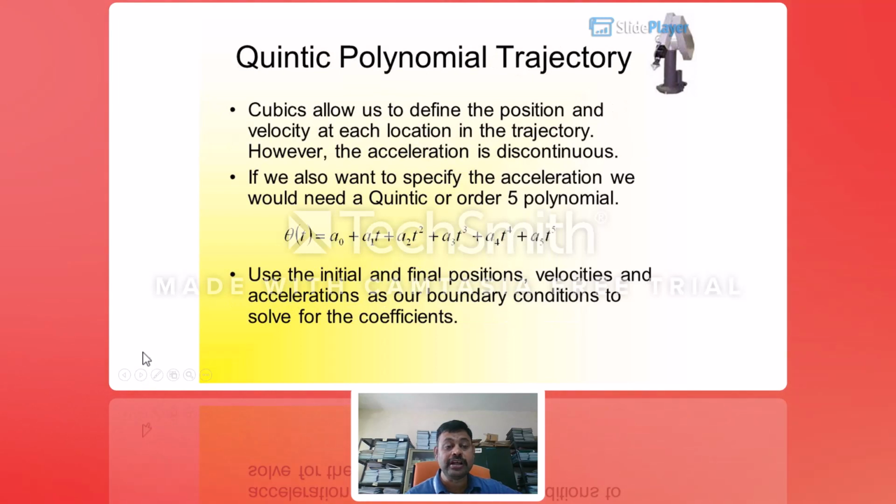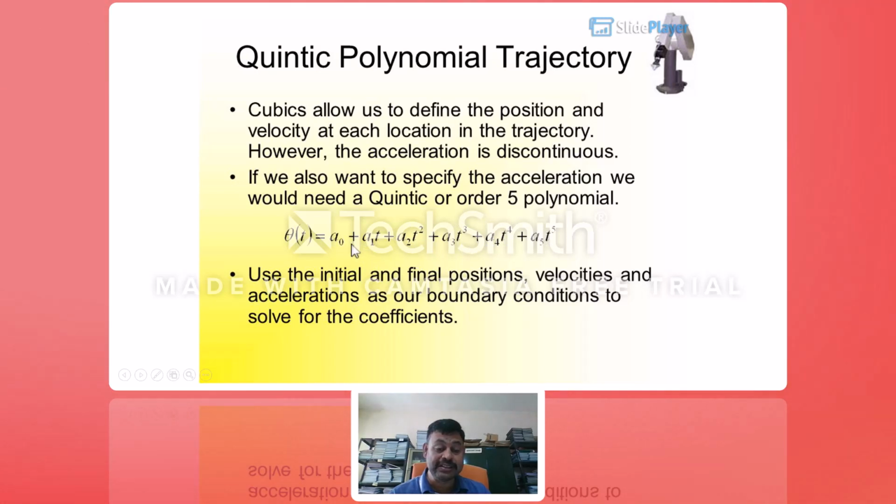Now I want to talk about the quadratic polynomial trajectory. The cubic allows us to define position and velocity at each location in a trajectory. However, the acceleration is discontinuous. You know, the acceleration means variation in speed. If it goes at constant speed, the acceleration will be 0. If you want to specify the acceleration, we would need a quintic, or order 5, polynomial. So 5th order is required.